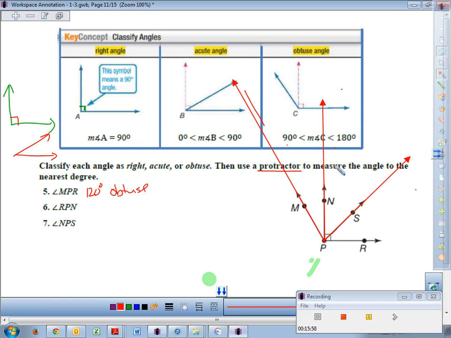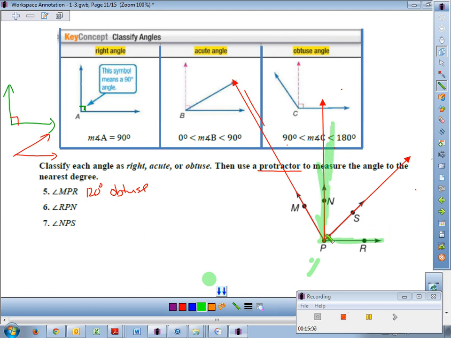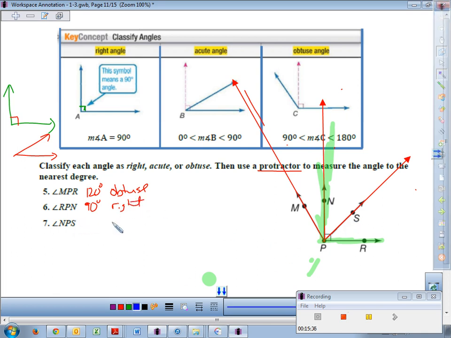Cool. Next one, angle RPN. Well, let me find it for you also. RPN. Isn't that this angle right here from R to P to N? I don't need a protractor to measure that one. Why don't I need a protractor to measure that one? Box. How much does it measure? 90 degrees. What kind of angle is that? Right angle.